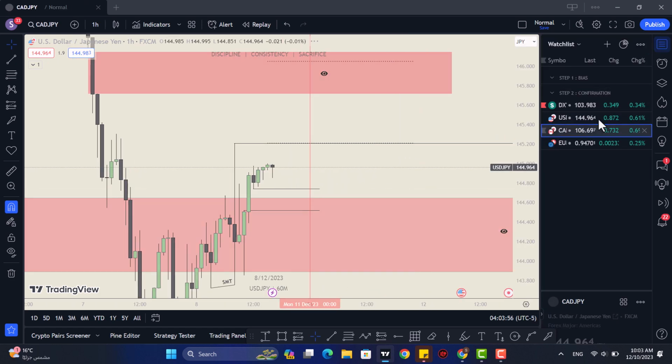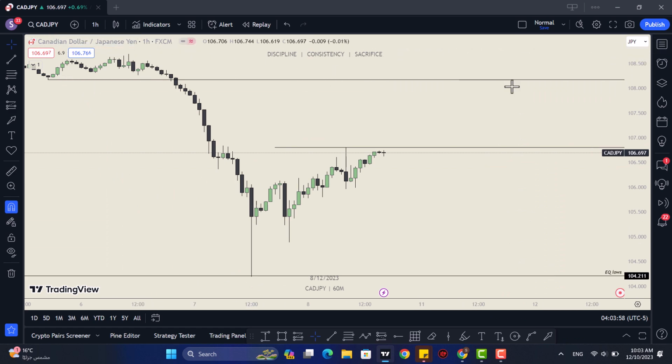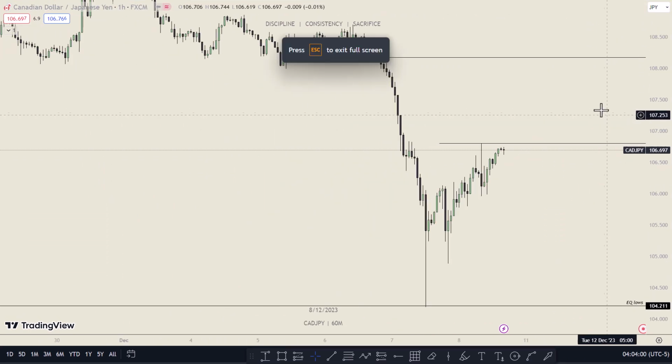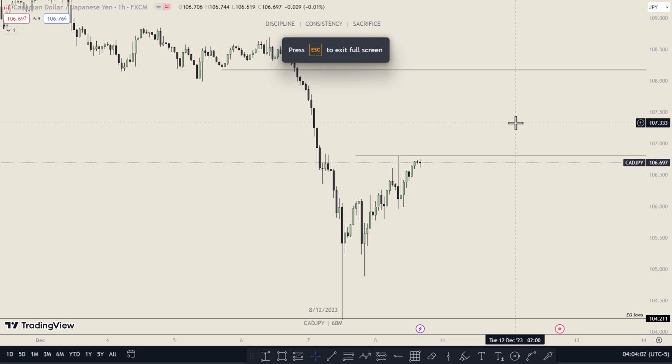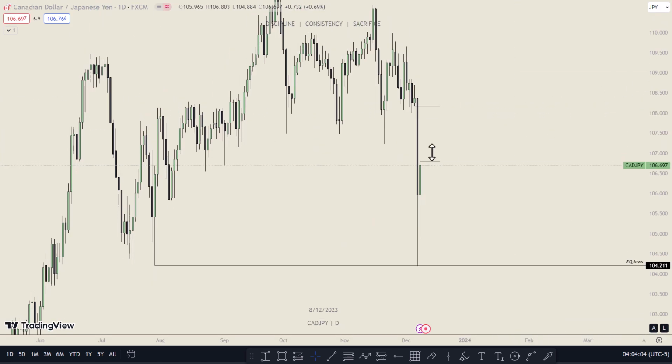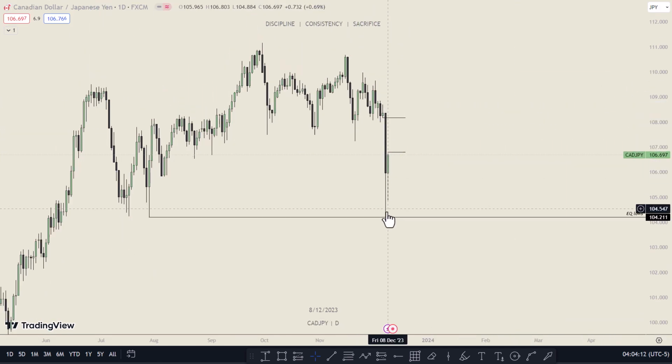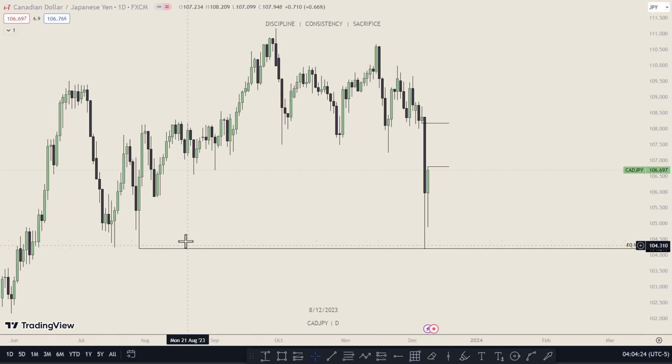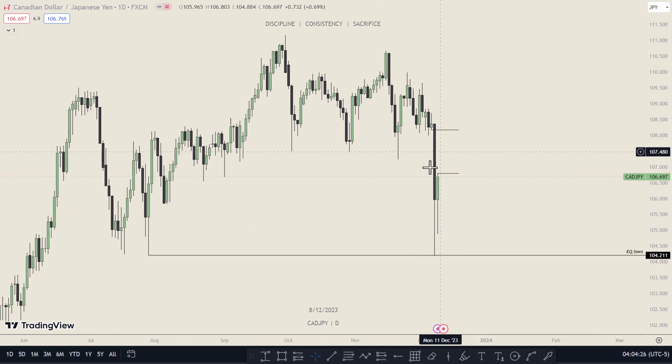Let's go to another pair. And this is the Canadian dollar against the Japanese yen, right? Let's start with the daily time frame. You can see we have an expansion to the downside, created clean lows. So this is the draw on liquidity, right? These lows are equal, and we have this fair value gap right here.